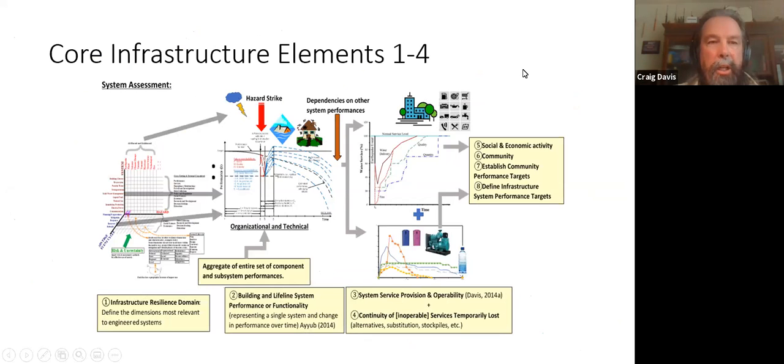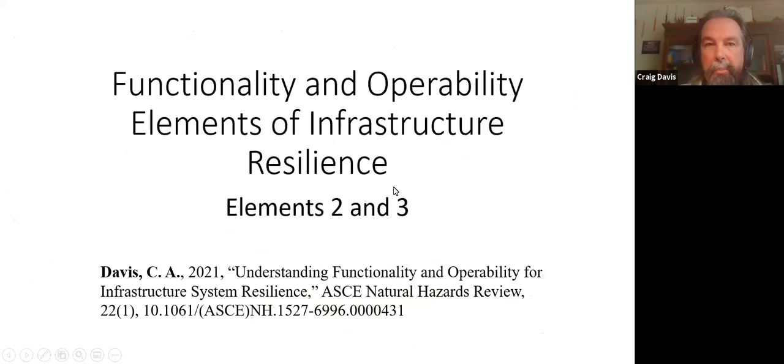So let's look a little bit closer at the core infrastructure elements. I've already gone through element 1. I'm now going to go through element 2, which is functionality, and 3, operability, kind of together because they're highly interrelated. And then I'll bring forward some parts of element 4. So let's look at functionality and operability elements of infrastructure resilience, elements 2 and 3.